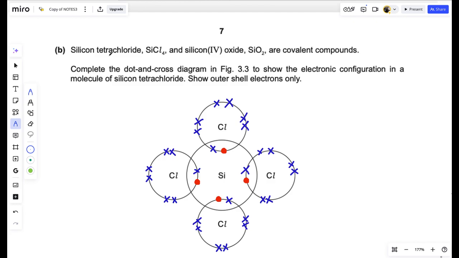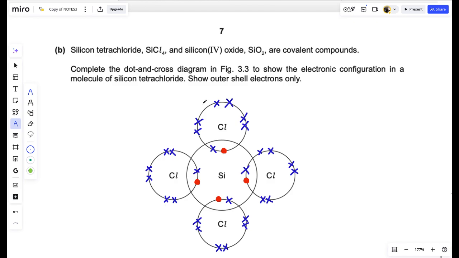Okay? Now it says complete the dot and cross diagram in figure 3.3 to show the electronic configuration in a molecule of silicon tetrachloride, and show only the outer shell electrons. So they don't want you drawing the first shell of chlorine, second shell of chlorine. No, only the outer shell electrons.